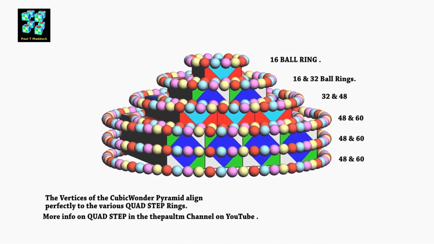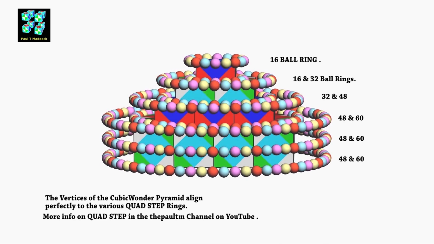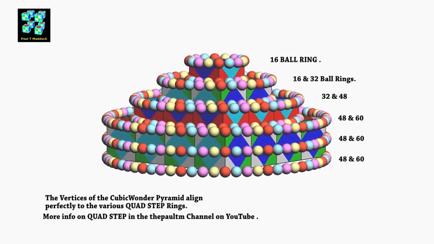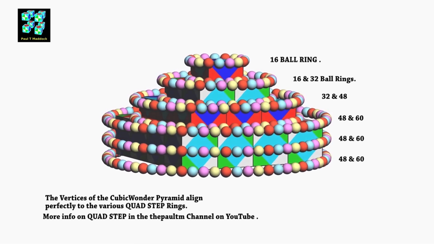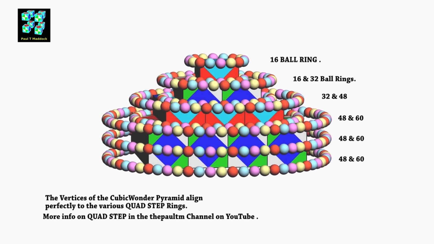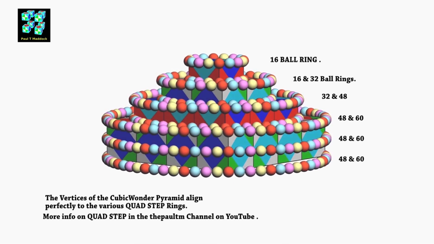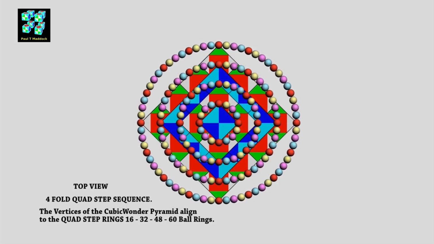Now what I've shown so far is that it seems to match up to the 118 cubes. So there's 118 elements. But what I'm showing here is a 4-fold system. Let's take a look at this in the top view. Now you can see in the top view that the quad step sequence is aligning perfectly to the vertices of the cube. Now to show the chemistry, we need to look at a 3-fold system and a 4-fold system.